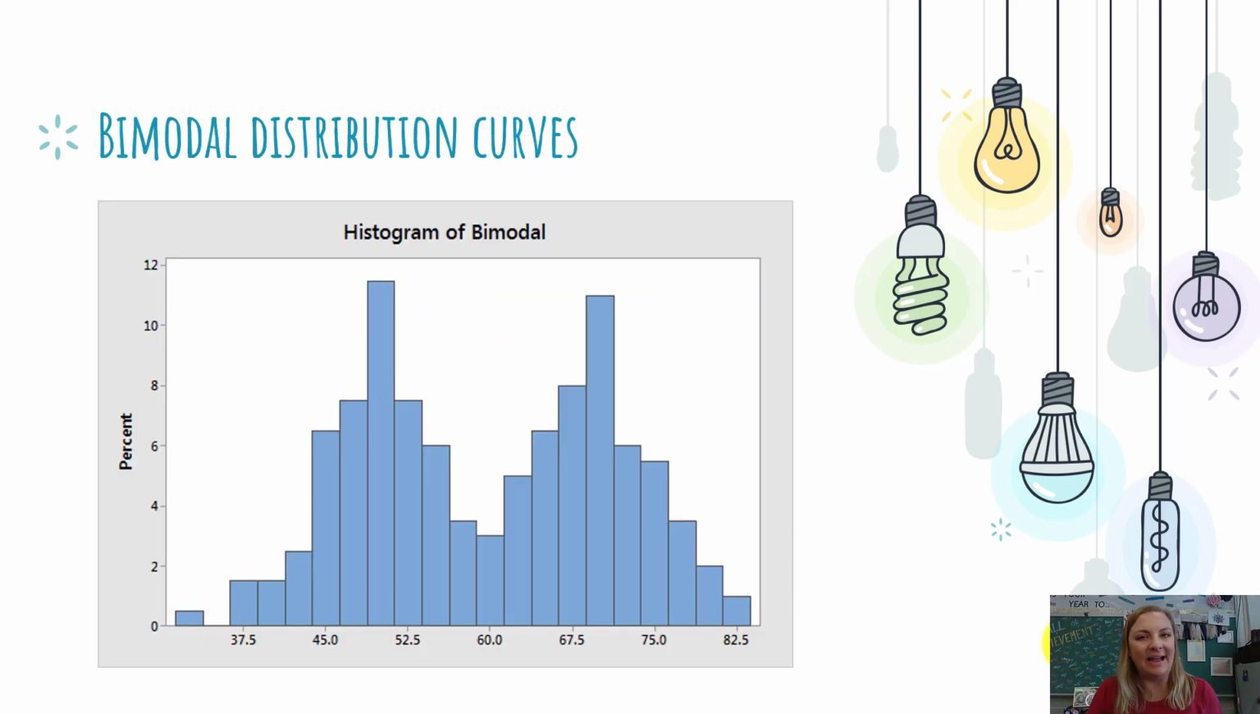Now, every once in a while, a data set will have two modes. This histogram looks like it has two humps. So our normal curve has one hump, and in this case, it has two humps. This is when we have a bimodal distribution. This is where there are two very distinct groups of participants or data points that almost form their own normal curves. Let's think about this in terms of a test.